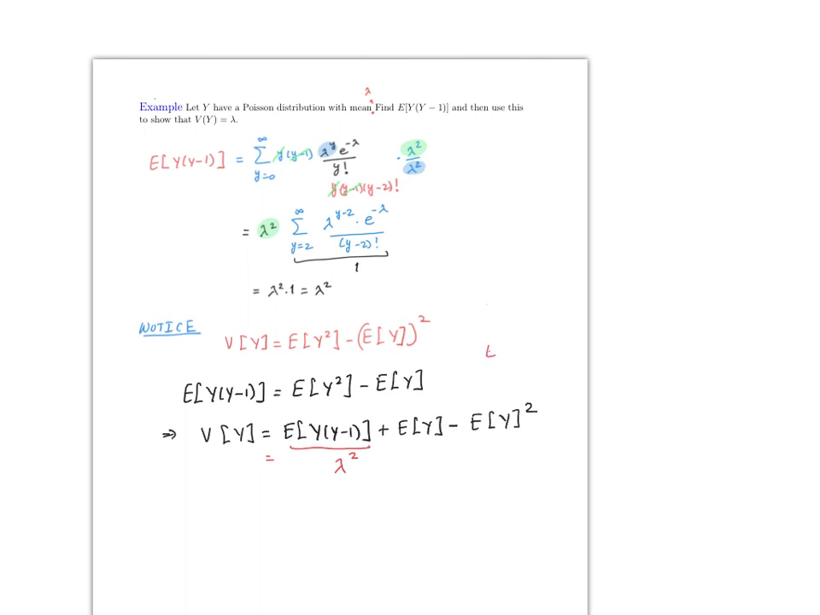But this one we just calculated to be lambda square. We know that the expected value for the Poisson is just equal to lambda from the past. So this is equal to lambda, and then this is minus lambda square. So this will cancel, and from here you end up with just lambda as desired.